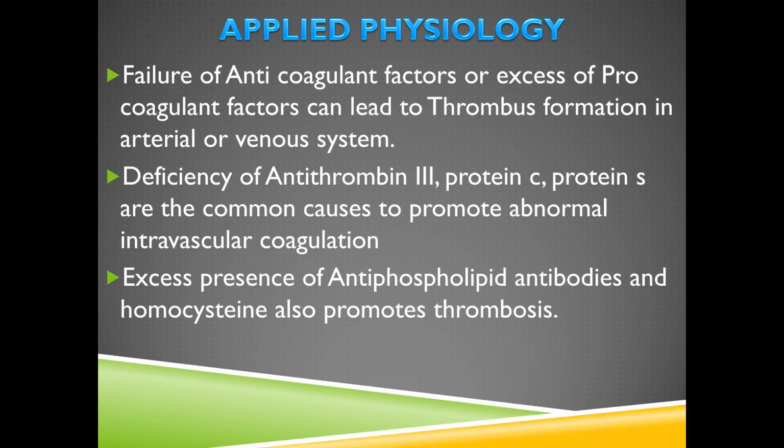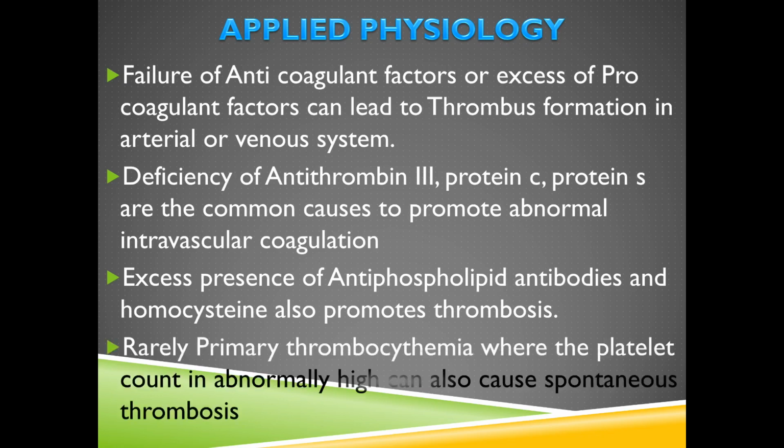So patients who have high homocysteine levels, that has to be lowered by giving them more vitamin B12. So that forms a complex which reduces the homocysteine activity, which will reduce the thrombus formation. And rarely primary thrombocytopenia or cytopenia with platelet count abnormally high can also cause spontaneous thrombosis.